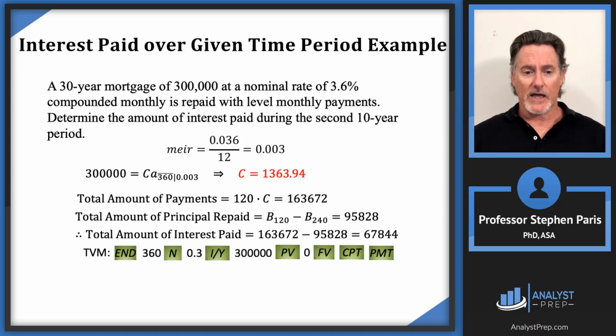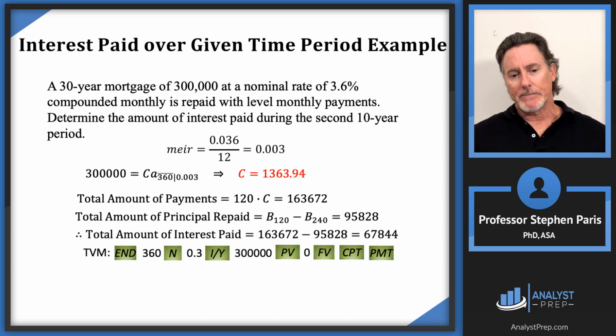360 is going to be the N value. The N value is the number of payments. It's a 30-year mortgage with monthly payments, so that's 360. The I/Y is the periodic, in this case monthly effective, interest rate as a percent. So that's 0.3. Present value of 300,000. Future value, we're going to pay it off after those 360 payments, so the future value is going to be 0. And then we compute the payment.